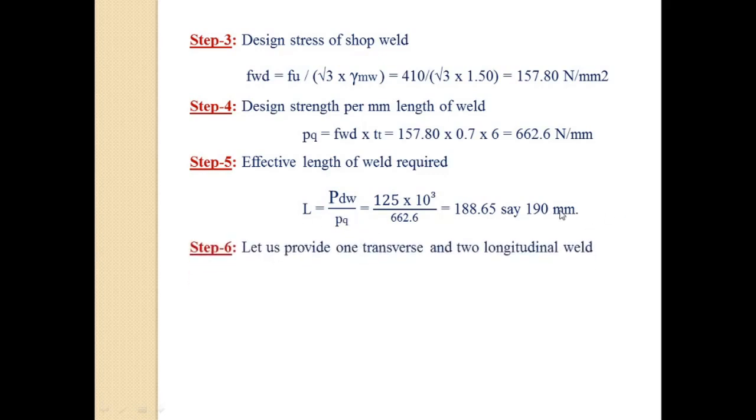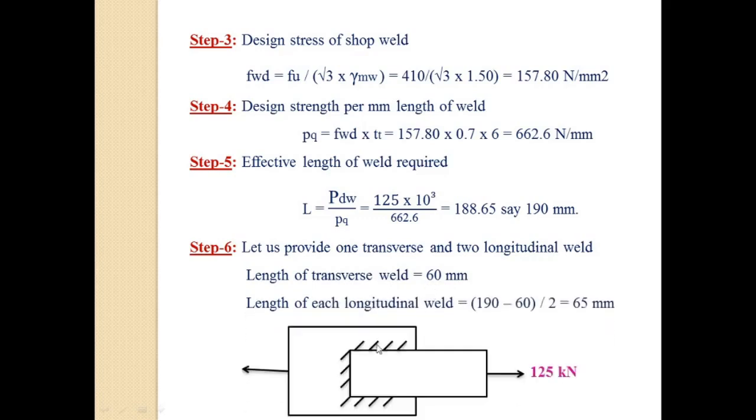So now we know the total length, and we have to provide the weld on all three sides, which is mentioned in the problem. Okay, so let us provide one transverse and two longitudinal welds. Transverse weld means it is perpendicular to the direction of load, and longitudinal weld means it is parallel to the direction of load. 60 mm, here we can see in the figure, this is where we are providing the transverse weld. This length is the size of that plate, that is 60 by 8 mm. 8 mm is the thickness of that plate and 60 is this size.